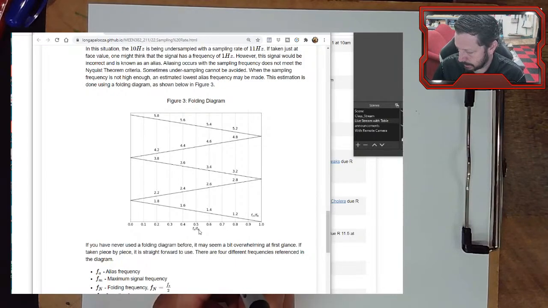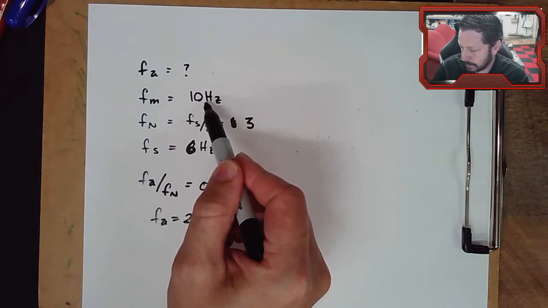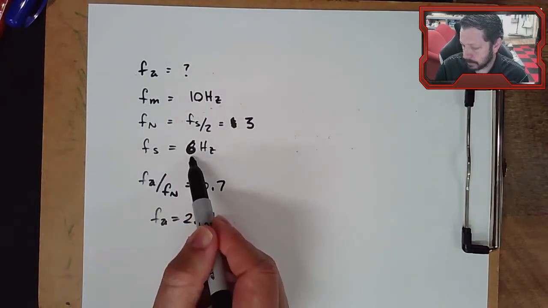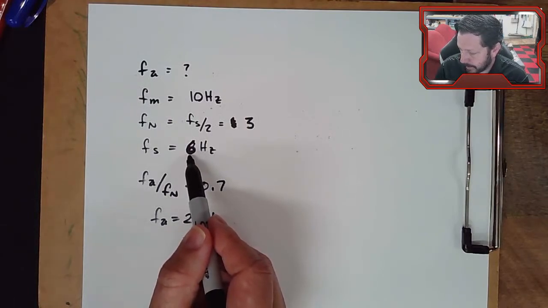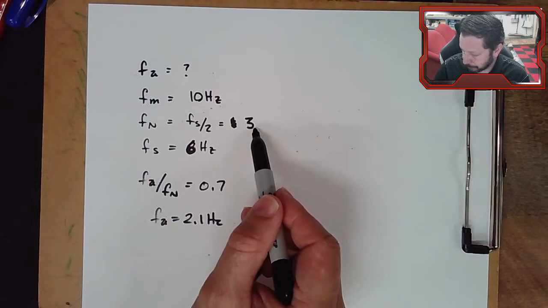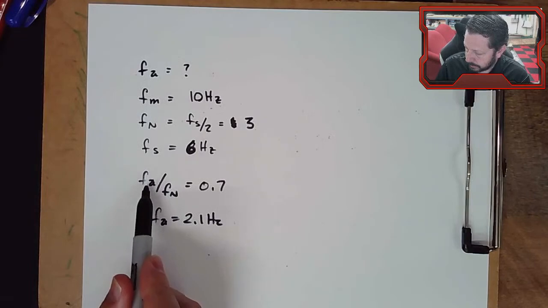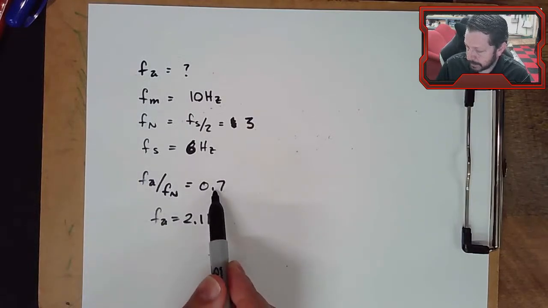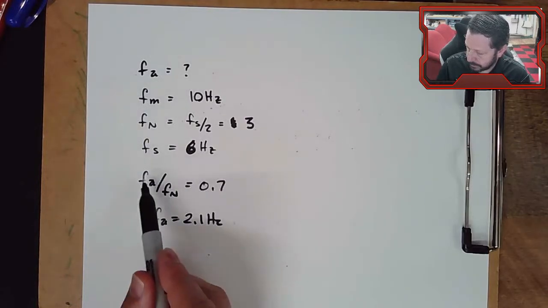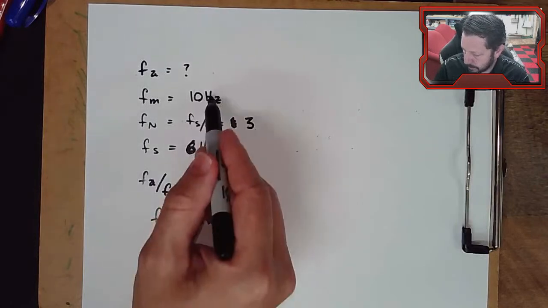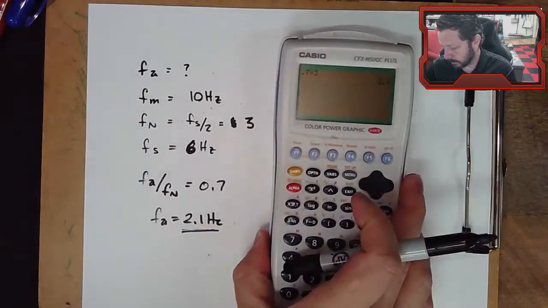So what this says is that if I sample a 10 hertz signal at 6 hertz, so I didn't follow Nyquist, I couldn't for whatever reason sample fast enough, my folding frequency becomes 3, and I end up with an alias to folding frequency ratio of 0.7. So folding frequency is 3. 3 times 0.7 is my alias. That 10 hertz signal will show up as a 2.1 hertz signal.